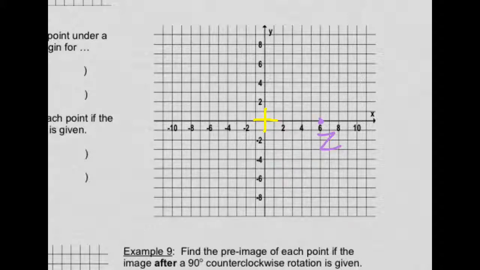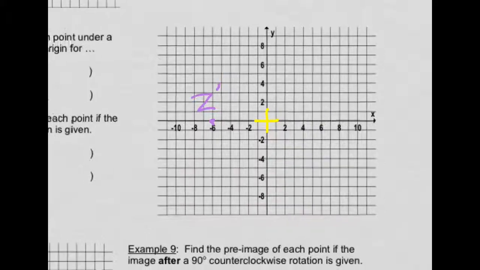a mark on my origin. And remember, guys, when you're doing this with patty paper, I want you to put the patty paper over the grid, and I want you to mark that origin so that you can line up your image with the origin, because that's what you're rotating it around. Alright. So now our z, really this is our z prime, is at negative 6, 0.